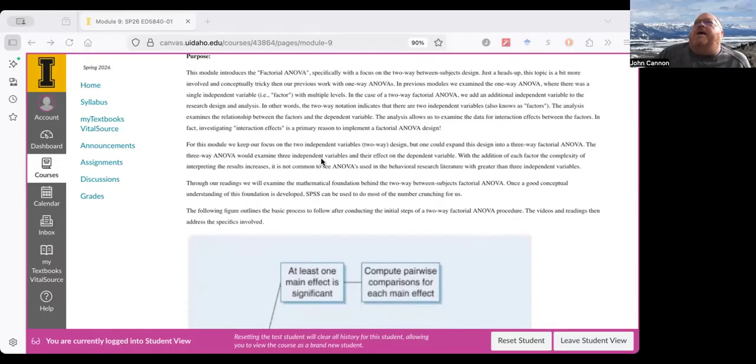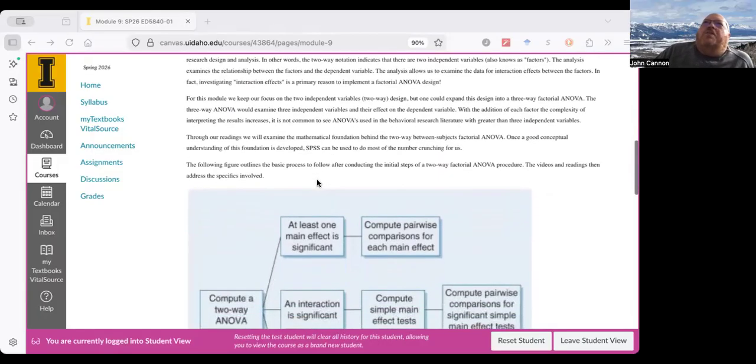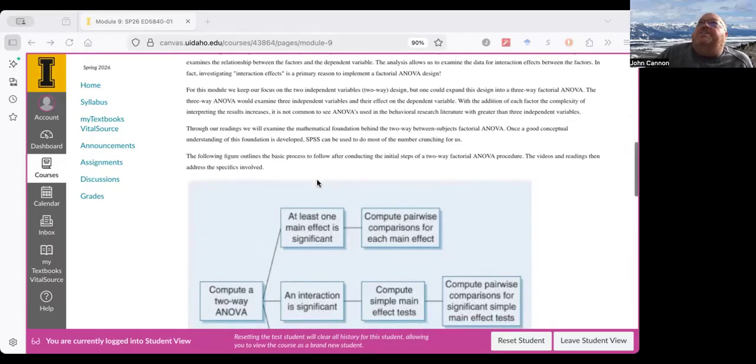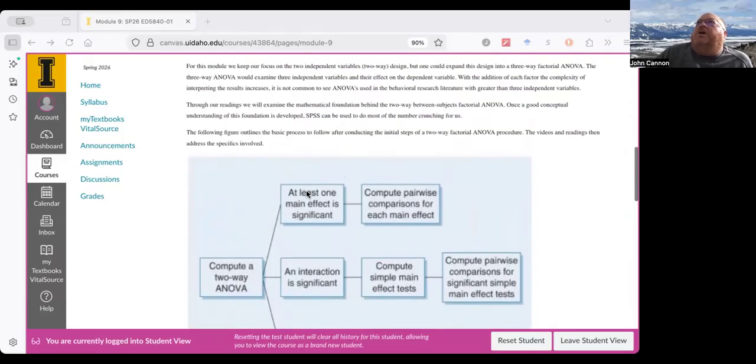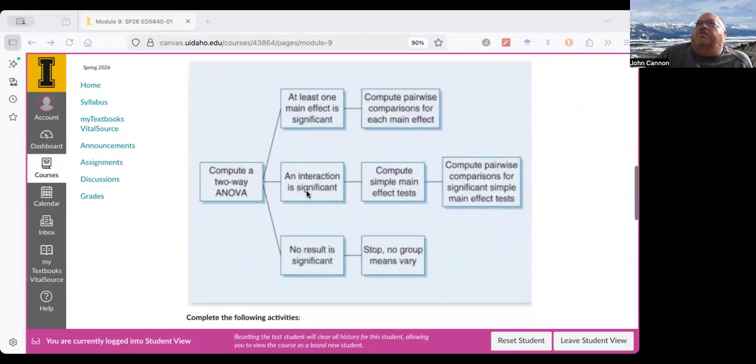Through the readings, we will examine the mathematical foundation behind the two-way between subjects factorial ANOVA. Once a good conceptual understanding of this foundation is developed, SPSS or one of the online calculators can be used to do most of the number crunching for us. The following figure outlines the basic process to follow after conducting the initial steps of a two-way factorial ANOVA procedure. The videos and the readings then address the specifics involved. So here's kind of a conceptual picture of what takes place when we're looking at a two-way factorial ANOVA.